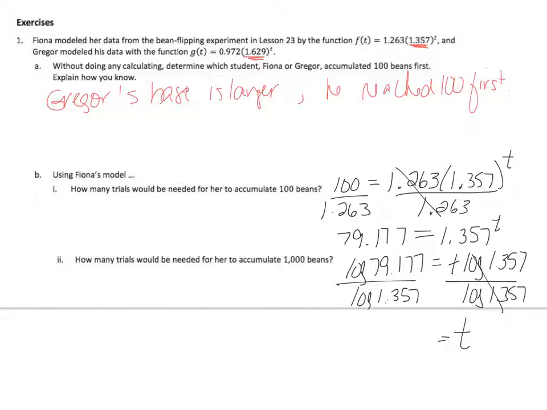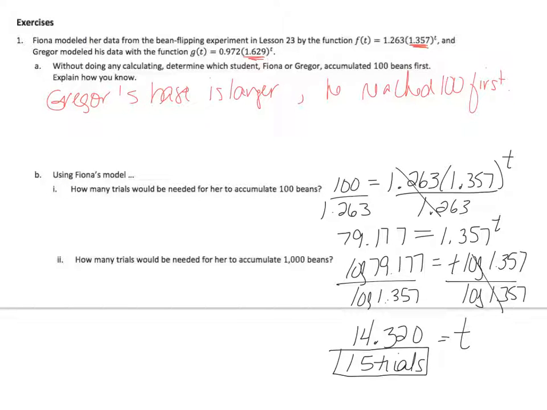t equals approximately, and I'm going to take the log of both these numbers. I still have that 79.177 in my calculator, so as opposed to rounding, I'm going to just enter that in and then divide it by log of 1.357. I get t is approximately 14.320. So it's going to take 15 trials for Fiona to accumulate 100 beans as far as her model goes.